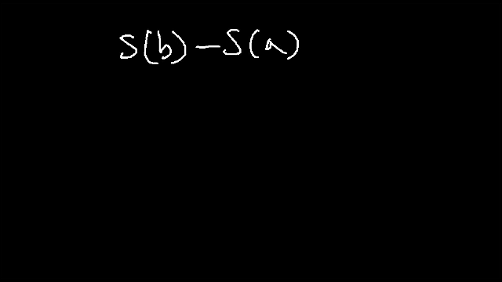You can also find displacement by taking the final position minus the initial position. Let's say A is the initial time, B is the final time. So it's simply the difference in 2 points.